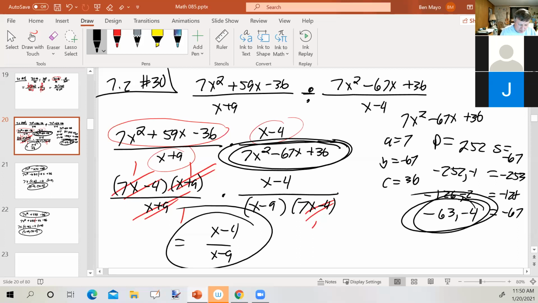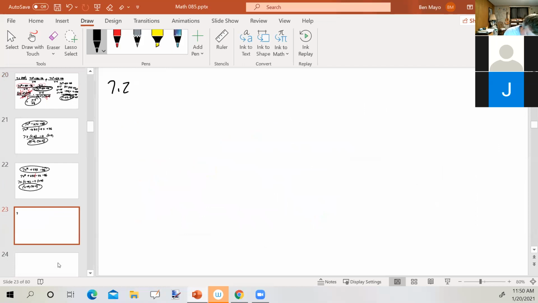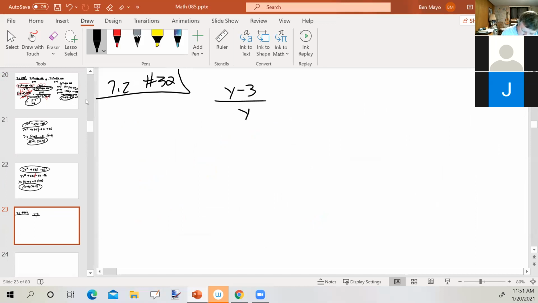Okay, now we're going to look at problem 32. So 7.2, number 32. It says perform the operation and simplify if possible. (y minus 3) over y times 3y over (3 minus y). Compared to the last one, this one's going to be nicer.